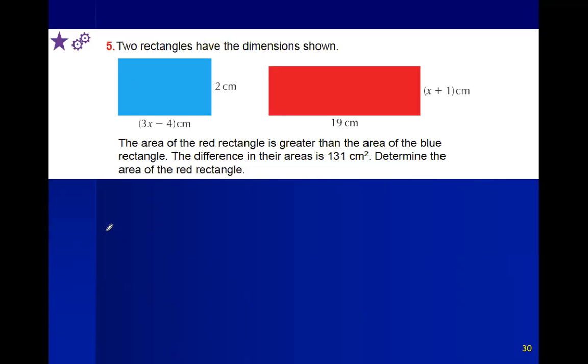So we've noticed earlier on, length times breadth. The first one is 2 times (3x minus 4). That's the area of the first one. The area of the other one is 19 times (x plus 1). So we've got A1 and A2.